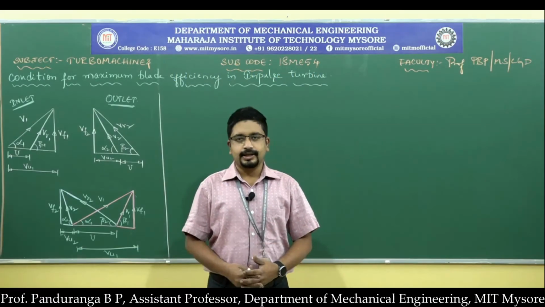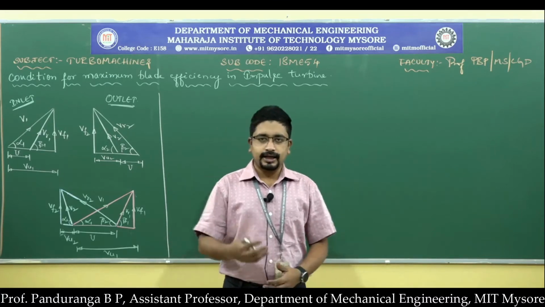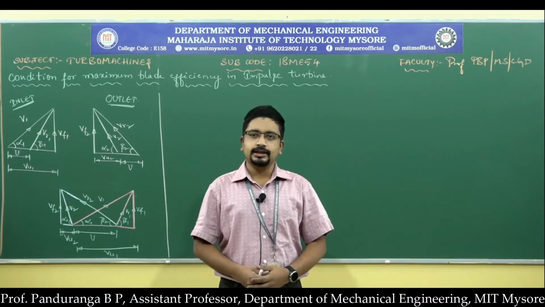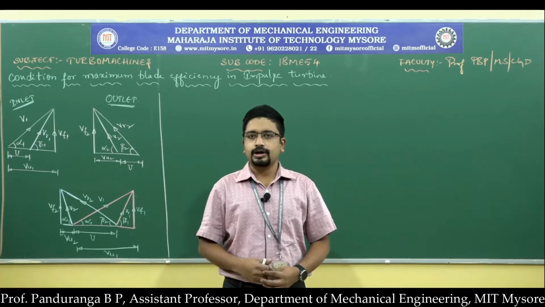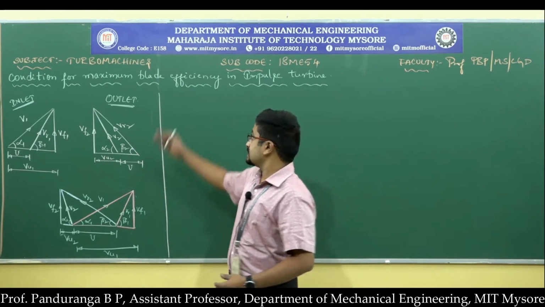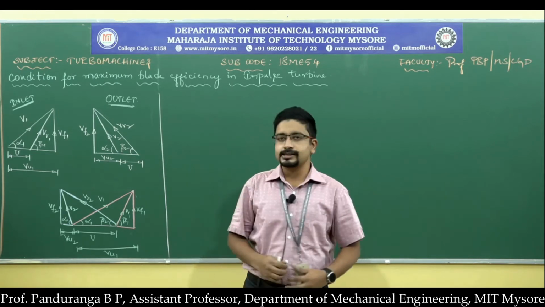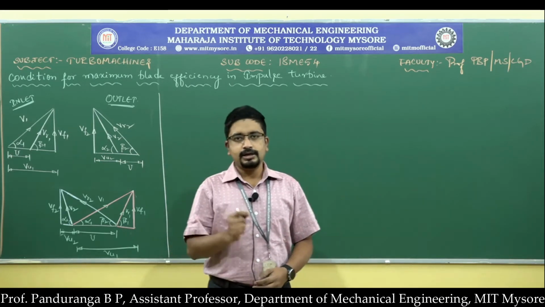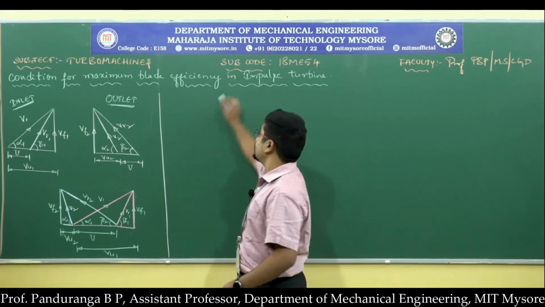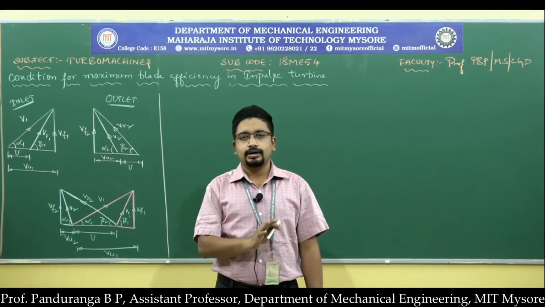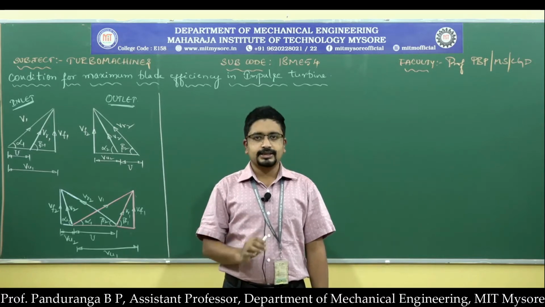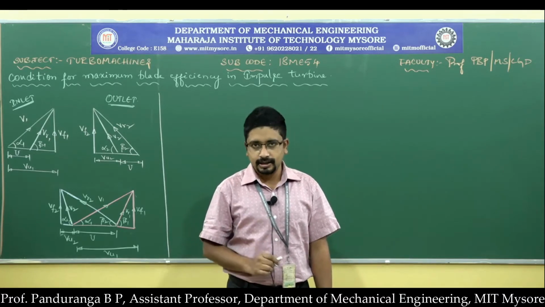Welcome back. In the last class, we have seen the different kinds of efficiencies involved in the steam turbines. So now in today's class, we will talk about the condition for maximum blade efficiency in impulse steam turbine. We need to remember we are dealing with only the impulse turbine. So in the case of impulse turbine, there is no static component. So the energy exchange takes place only due to the dynamic component.